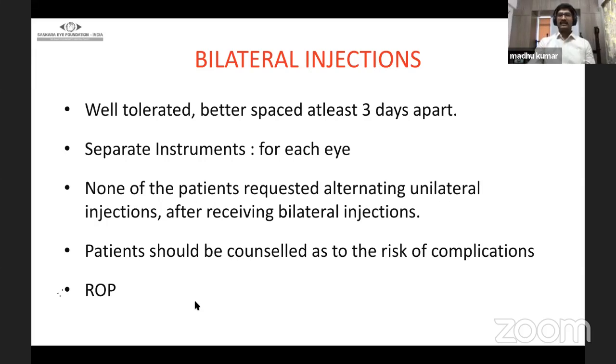Theoretically, there is a risk that the drug can achieve a higher concentration in the blood, though it's not proven in the studies. So bilateral injections, we do give in a certain subset of patients with retinopathy of prematurity, because these are very fragile patients who come with the neonatologist, and these are the eyes where we cannot do a laser. So in such patients, instead of bringing them twice to the hospital, with all these logistic issues, it can be given bilaterally, and it's tolerated quite well.